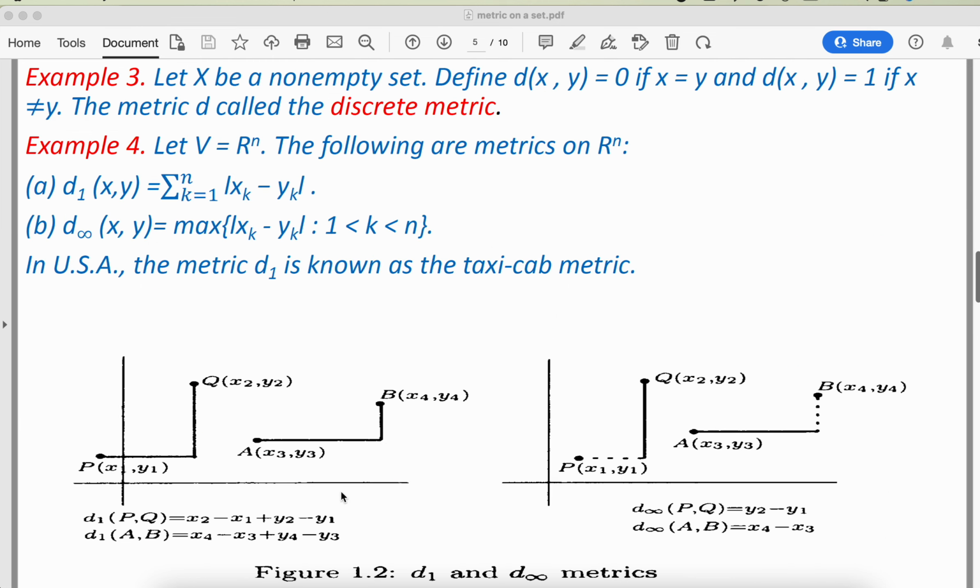This shows how to calculate the distance with respect to the d1 metric, and to calculate the distance between 2 points in 2-dimensional space with respect to the d infinity metric. These cases are for 2-dimensional space, and here we have defined the metric for n-dimensional space.